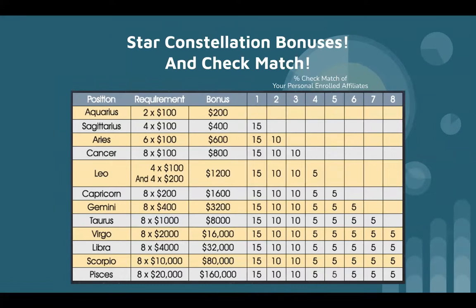When 2 of those make 100, you make $200 bonus. When 4 of those make 100, you make a $400 bonus. When 6, we went through that. We went all the way through 8. And you picked up 15% of your first level, 10% of your second level, 10% of your third level. But let's go farther. 4 of those people are already making $100 a month. And let's say 4 of the other ones decide they want to go a little more and they make $200.